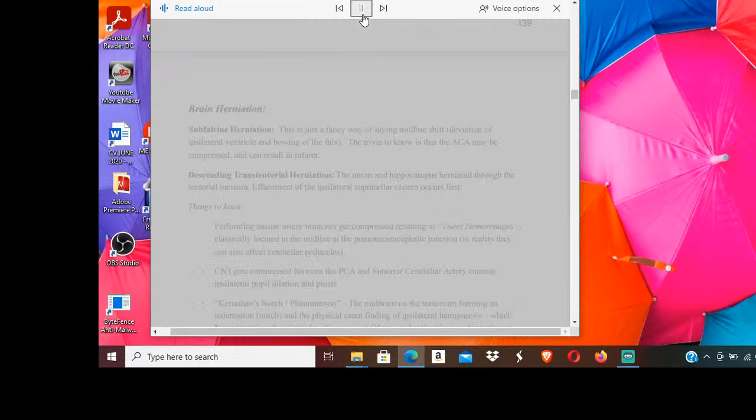Brain herniation. Subfalcine herniation. This is just a fancy way of saying midline shift, deviation of the ipsilateral ventricle, and bowing of the falx. The trivia to know is that the ACA may be compressed and can result in infarct.